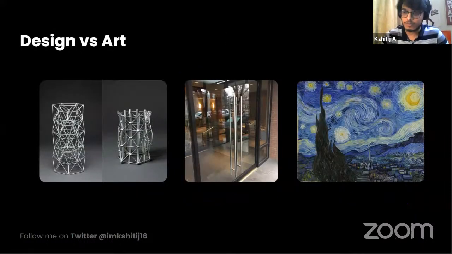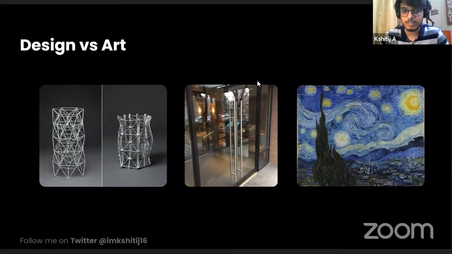A quick question to all of you. Which of these three images that you see, what do you think is design? Like, in which of these three images is design? 1, 2, 3, just put it in the chat. Okay, there are many people saying 1. I think 1 is probably the most common. Some are saying all as well, and a few are saying 2.